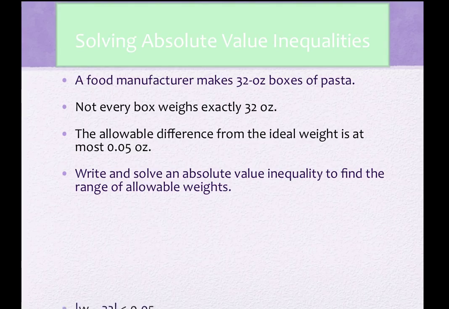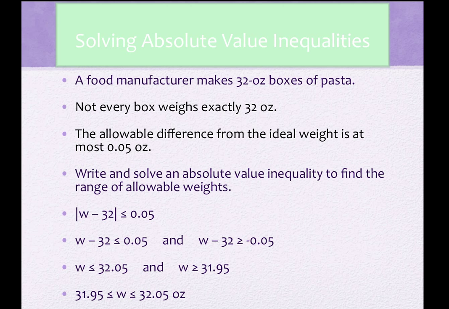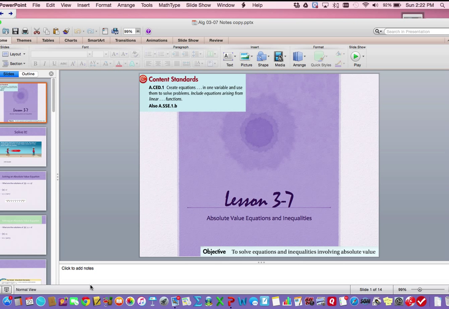So hopefully you wrote the absolute value of W minus 32 is less than or equal to 5/100ths. Again, we can set up two inequalities, add 32 to both sides, and we have our inequality written as an and compound inequality. Okay, that's the lesson.